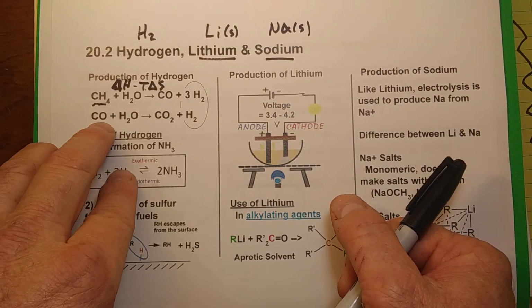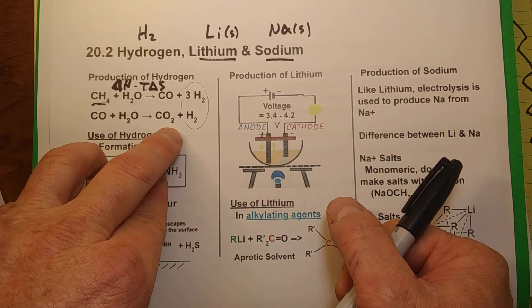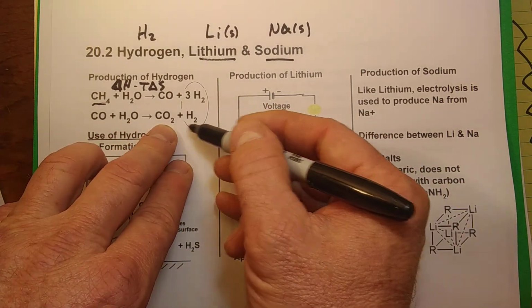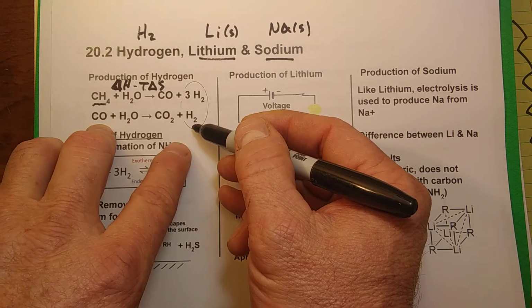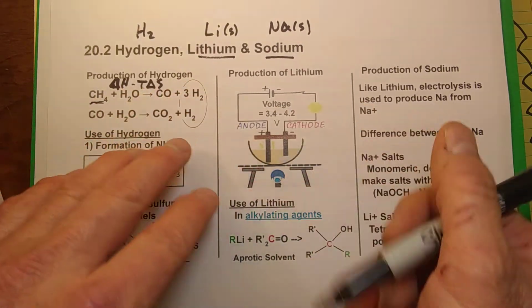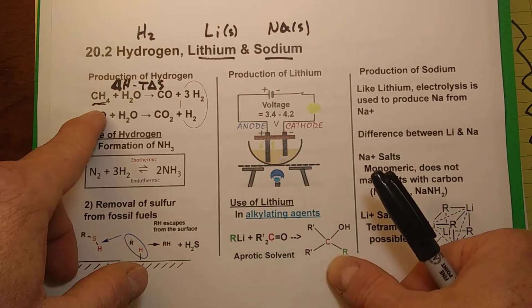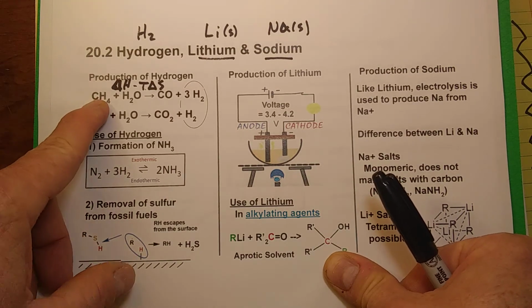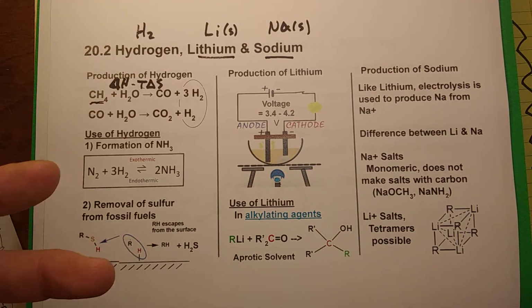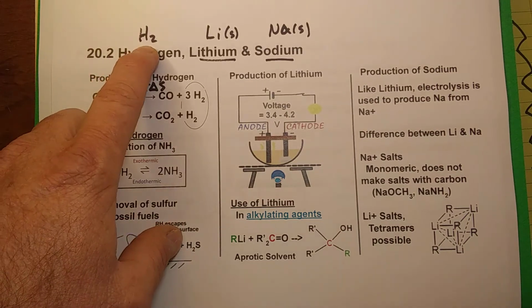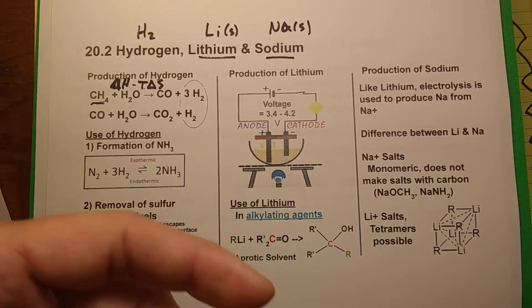Now follow that up with a little bit more of the reaction with water to make completely CO2, not just carbon monoxide, and hydrogen. So you get 4 moles of hydrogen from, in the end, 1 mole of your methane. So that's how we make it. So what are some applications for this hydrogen that you just made? What can you use it for?